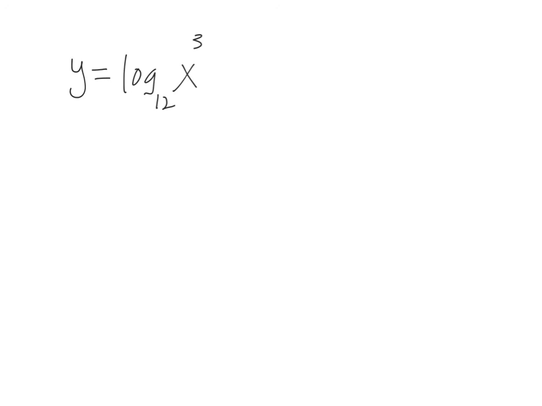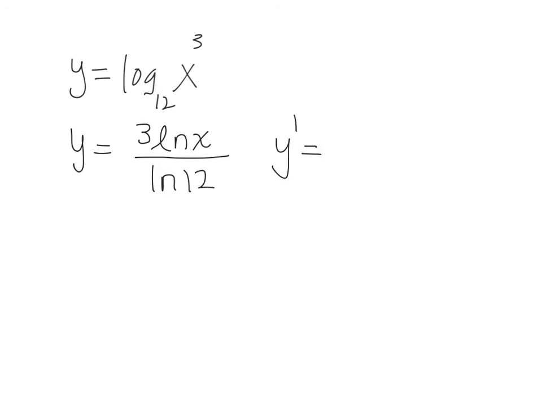So here's another example. I have log to the base 12 of x to the 3rd power. So I'm going to rewrite that in terms of natural log. I've got natural log of x to the 3rd power, so the exponent goes out front, over the natural log of 12, and then I'm going to take the derivative. So I have 3 over the natural log of 12, that's my constant, times 1 over x.